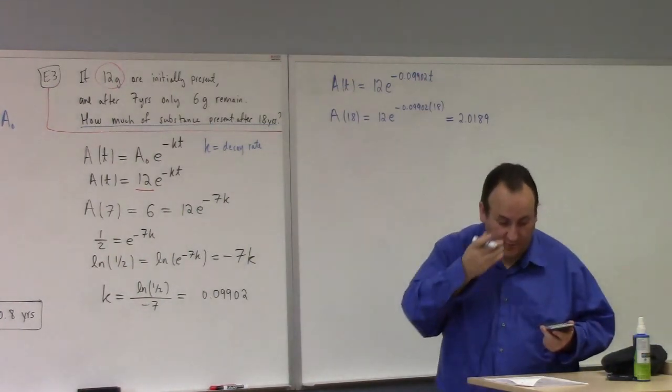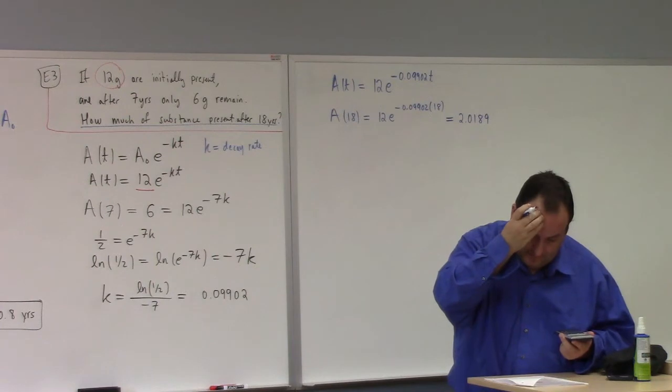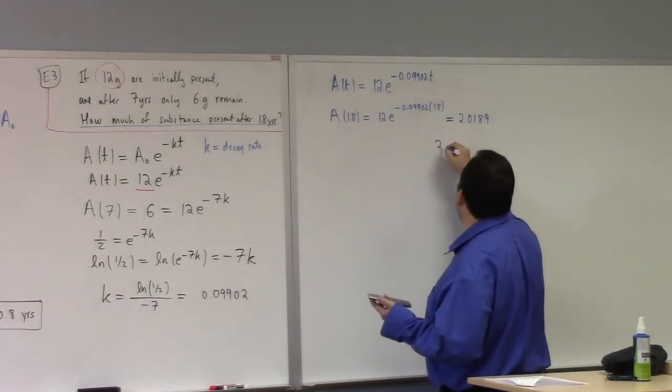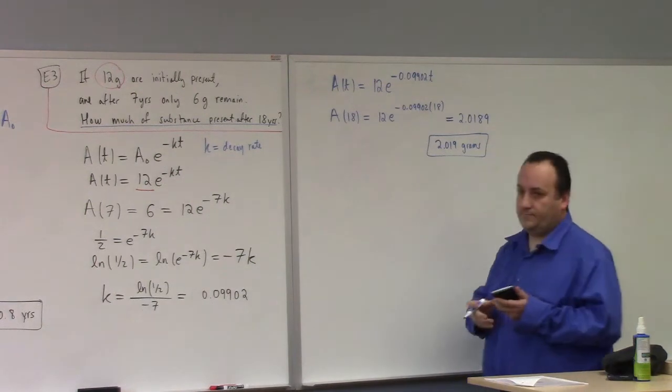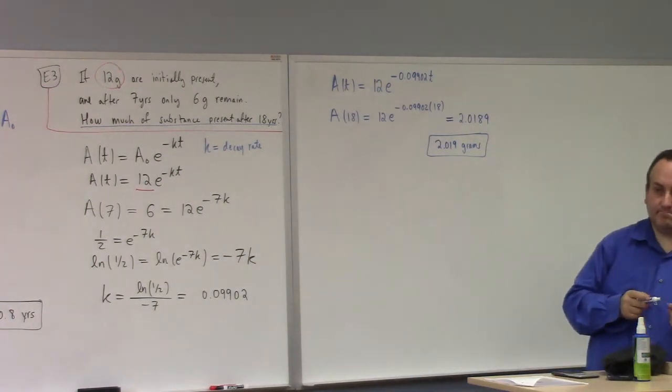Now the instructions for the problem say round to 3 decimal places. So the answer would be 2.019 grams. For me, at least. Any questions?